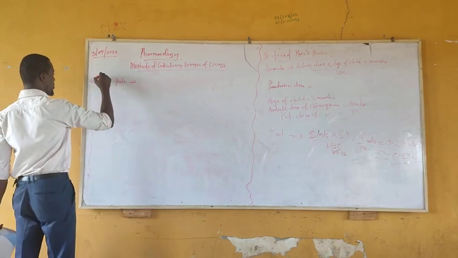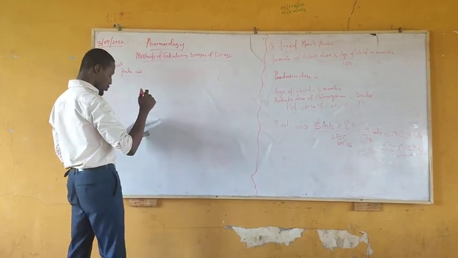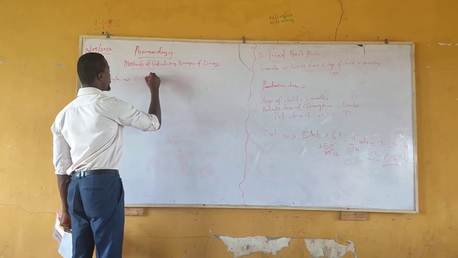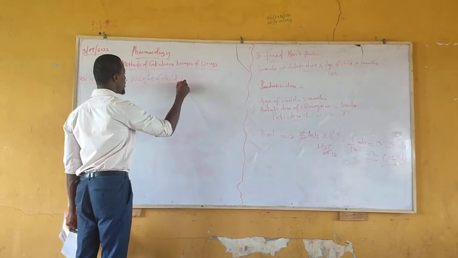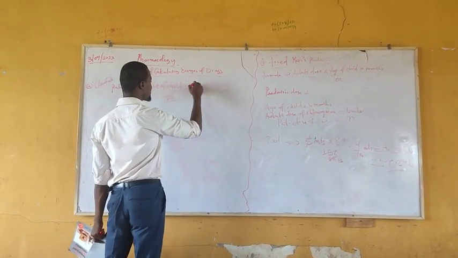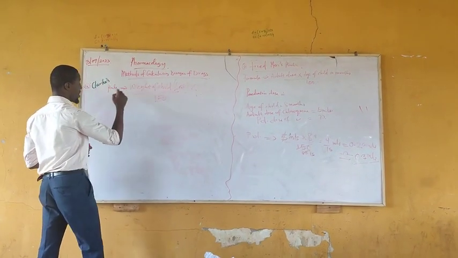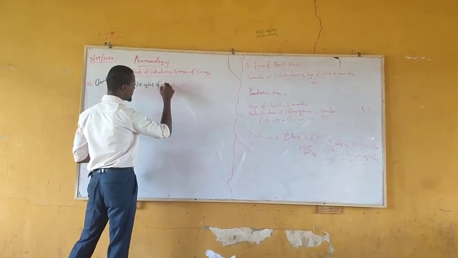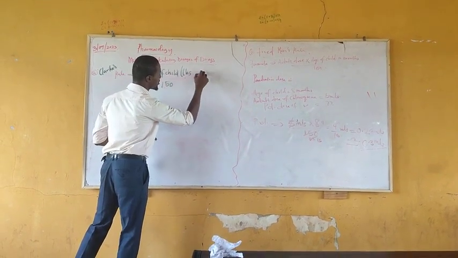Now, Clark's rule says that we use the weight of the child over 150. The weight of the child must be in pounds. I want to go over the calculation again, bit by bit, before anybody says they fail because they are divided into two. So we say weight in pounds over 150 times what?